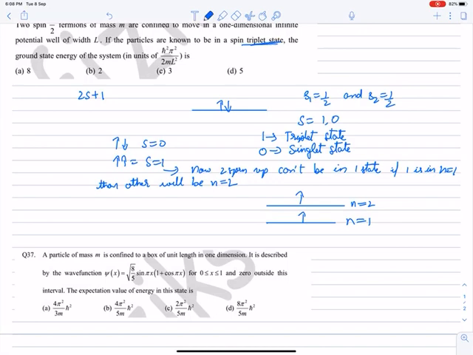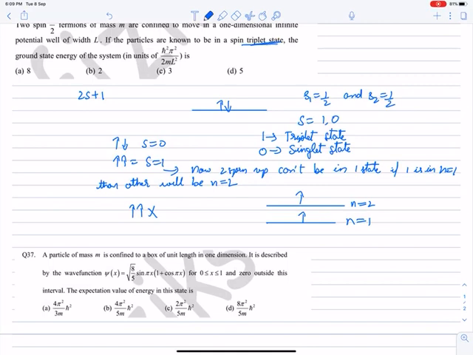Now you may ask why 2s plus 1 is the multiplicity. Will 2 electrons be accommodated in n is equal to 1? No, this is not the case. That is the case of singlet state, s is equal to 0. Electrons can't stay together in this. One has to go up. They can stay together only if they are in singlet state.